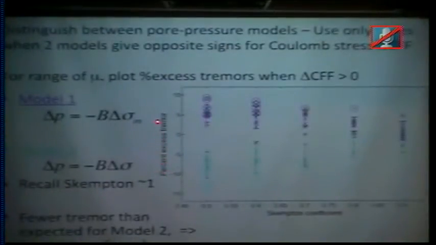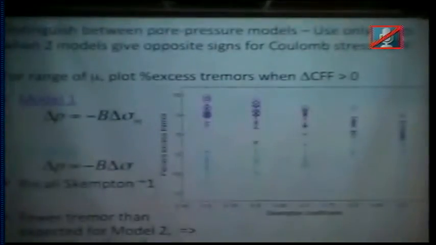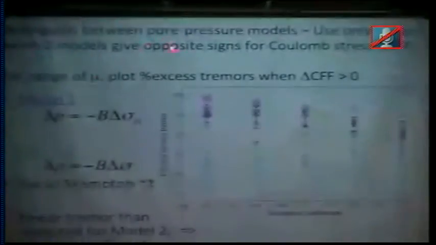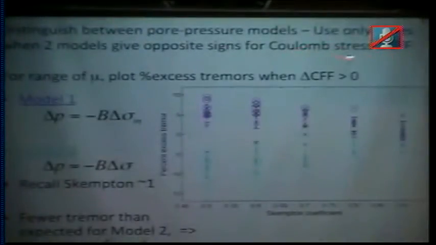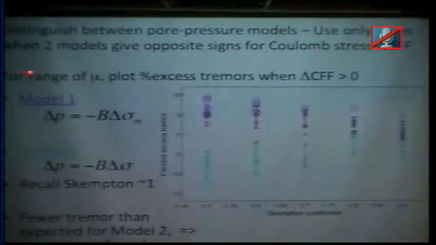Okay, so here we're plotting the percent excess tremor. Again, this is kind of the percent more observed than expected. So again, we're looking at how much more observed than expected happens. And the purple is for model 1, and the cyan is for model 2. And these are just times when these two different models give opposite signs for the Coulomb stress change. So it should be distinguishable. But this is just a subset of the times. In fact, not so much of the time.